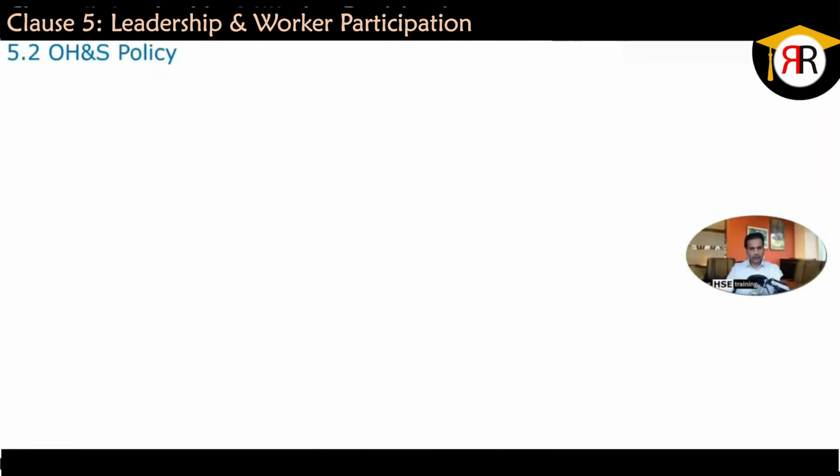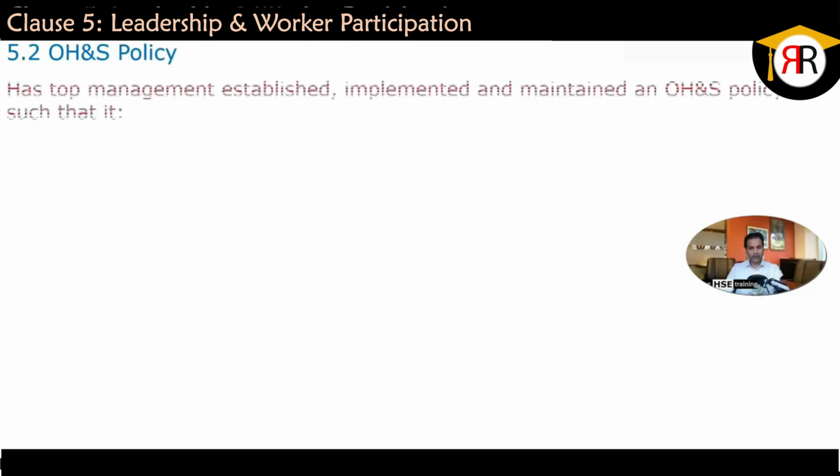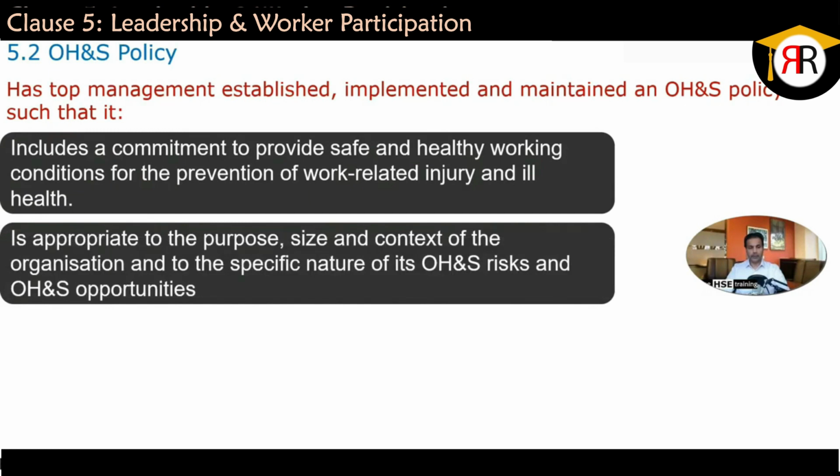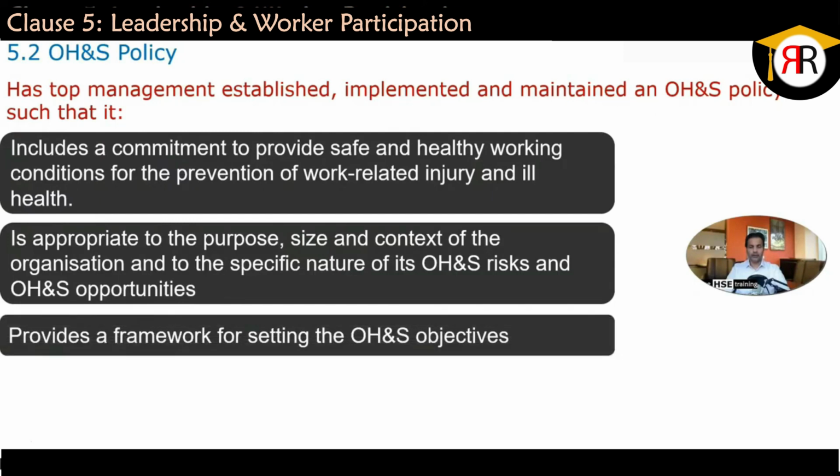Subclause 5.2 relates to the policy. Has top management established, implemented and maintained a policy such that it includes a commitment to provide safe and healthy working conditions for the prevention of work-related injury and ill health? Is it appropriate to the purpose, the size and context of the organization and specific to the nature of its risks and opportunities? Does it provide a framework for setting the objectives?